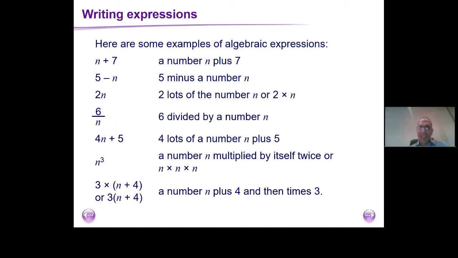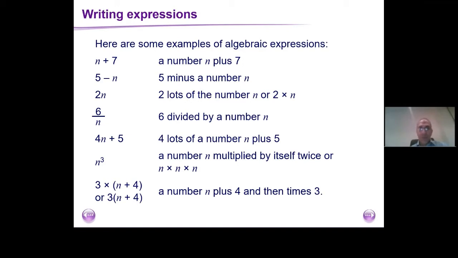Same for the next one here. It says 6 divided by a number n. So we know it's 6 divided by n. Now, as I said before with the second expression, it was 5 minus a number n. It's 5, then minus, then n. In this case, it's 6 over n. So 6 is going to be the numerator, and n is going to be the denominator. So it'll be 6 over n.